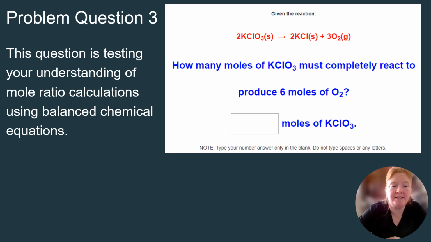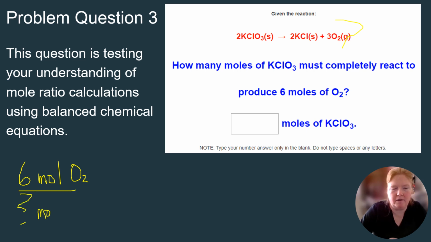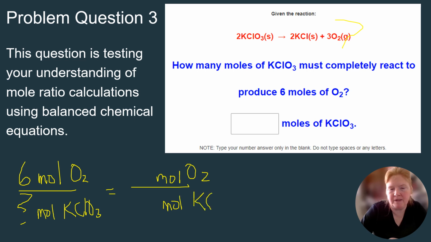All right, this question is testing your understanding of mole ratio calculations using balanced chemical equations. So given the reaction that you see there, how many moles of KClO3 must completely react to produce 6 moles of O2? So I have one number, 6 moles of O2. I'm trying to find how many moles of KClO3, right? So what I need to do is set a proportion, and I need moles of O2 to be on the top and moles of KClO3 to be on the bottom.